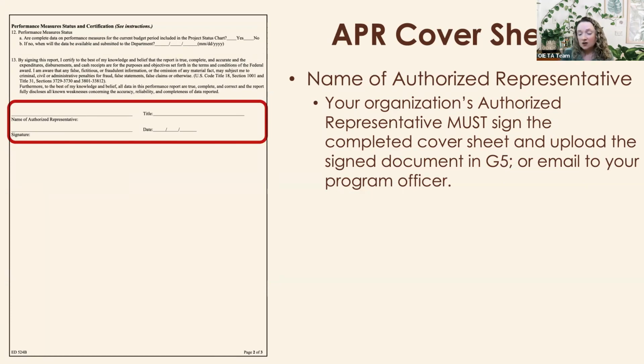So if you wait until April 27th to say, oh, by the way, our authorized representative is different, we may not be able to get that changed in time for your reporting deadline because that has to be changed in G5. So it is very important that you reach out to Donna and let her know if your authorized representative needs to change so that that can happen in G5. But it must be signed by your authorized representative.